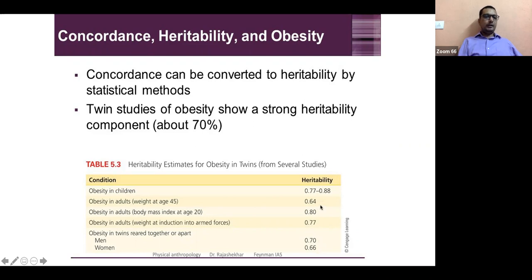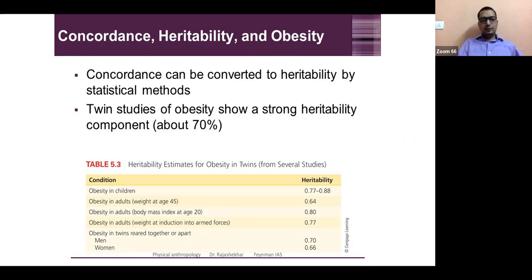As you compare with the concordance and discordance we have seen in the book, here you see it: almost 0.8 heritability, 80% heritability. In children, the majority of the component is because of the genetics. In adults, slightly less, 0.64, because now the environment is kicking in. Environment has a bigger role to play as we grow, as we age. Okay. So this is the obesity number we talked about, 0.77.